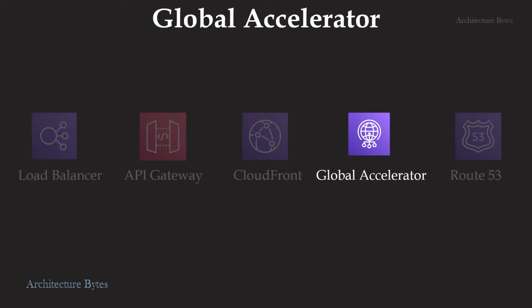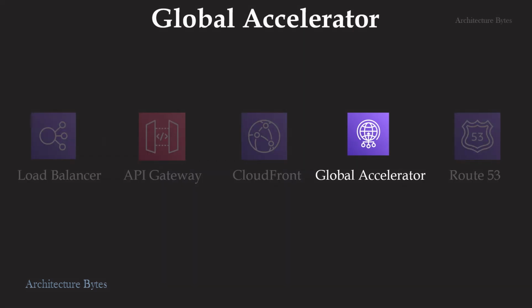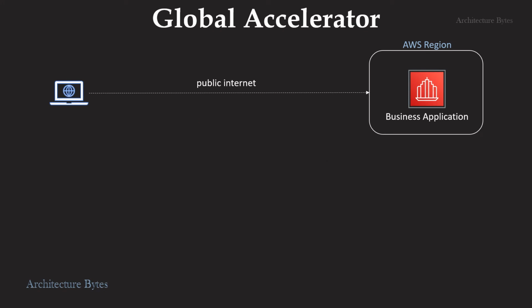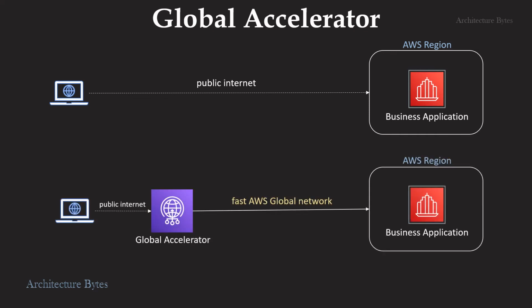Let's discuss Global Accelerator now. When a user accesses an AWS application, it goes over public internet until it reaches the destination regional endpoint. This can be slow depending on network hops, available bandwidth, and so on. However, if an end user's request can travel through fast AWS global network, it can reach the application endpoint in AWS much faster, thereby delivering better performance. AWS Global Accelerator allows you to do exactly that.